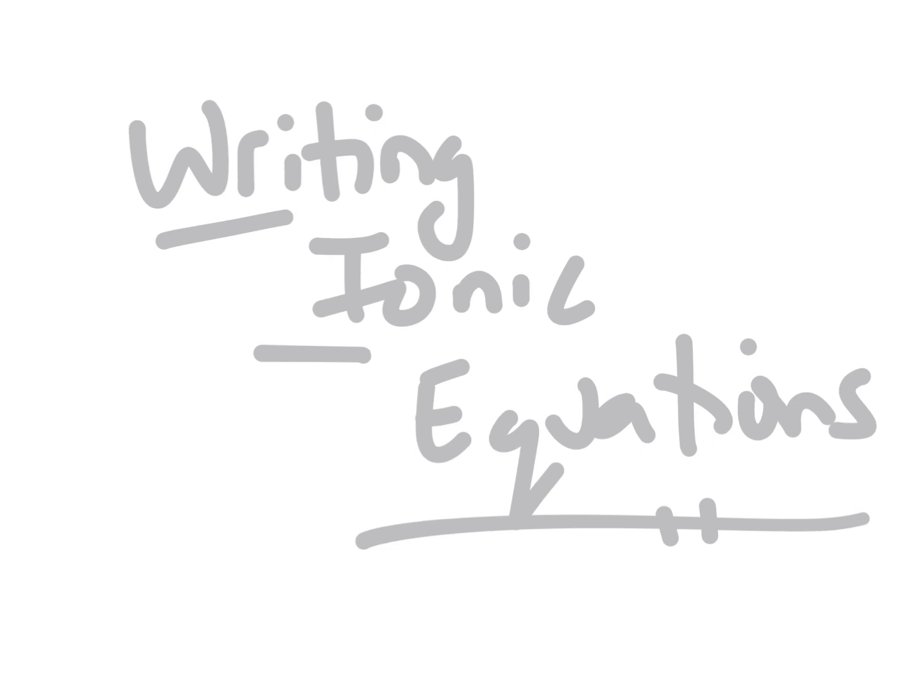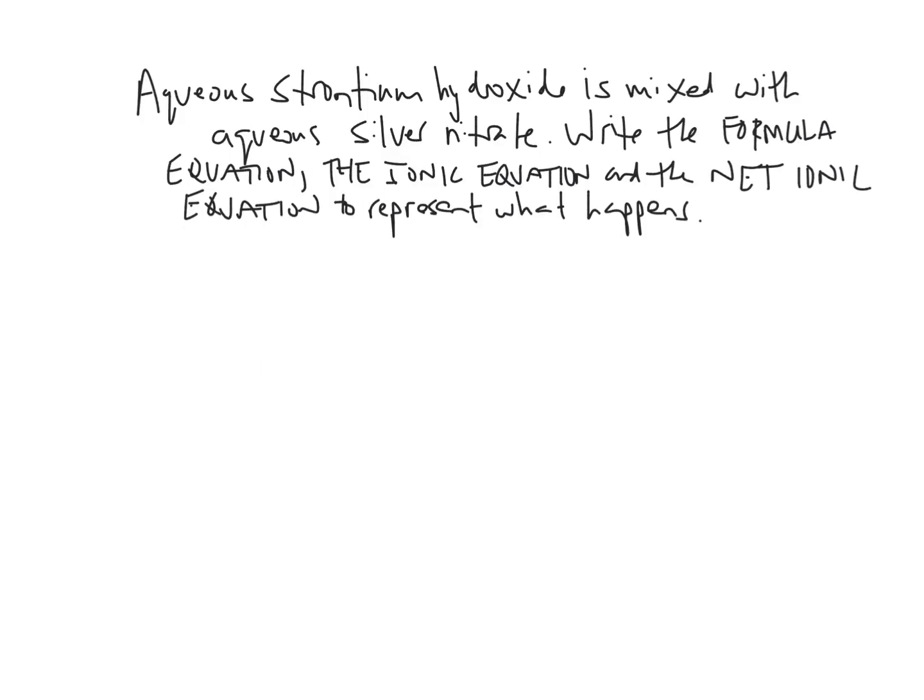This time we're going to be writing ionic equations and looking at how to write a chemical equation in 3 ways that can help communicate and model what's happening when you combine salts. A question prompt might say something like the following. Aqueous strontium hydroxide is mixed with aqueous silver nitrate. Write the formula equation, the ionic equation, and the net ionic equation to represent what happens, okay?